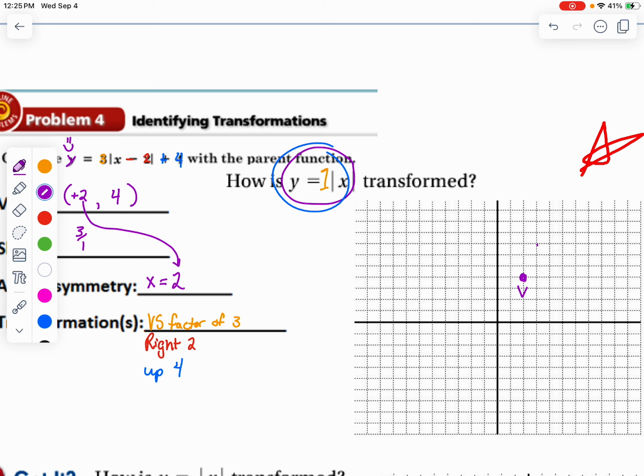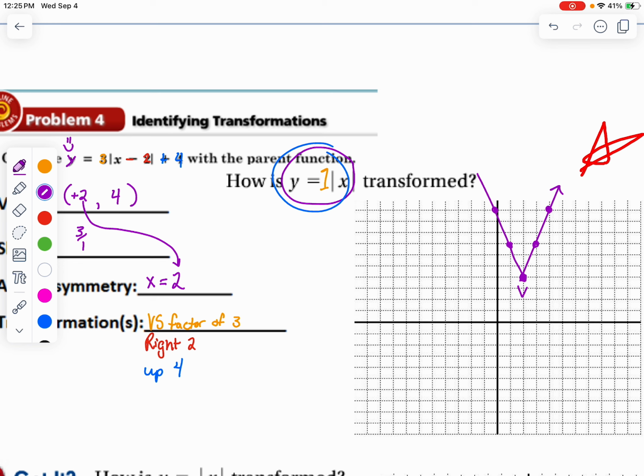1, 2, 3, and over 1. I'm going to connect that side, but we're going to remember, we're not going to go straight down here. That's not how these ones work. At the vertex, they take a turn, and they go up 3 and over 1 in the other direction.